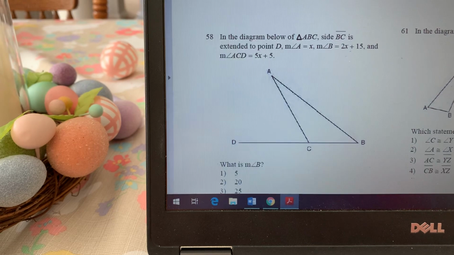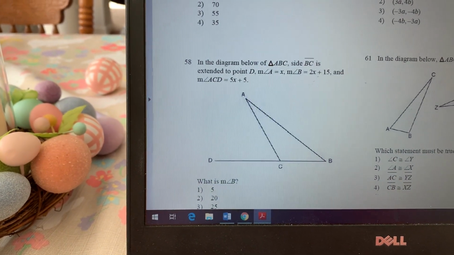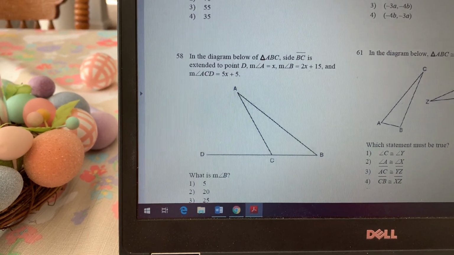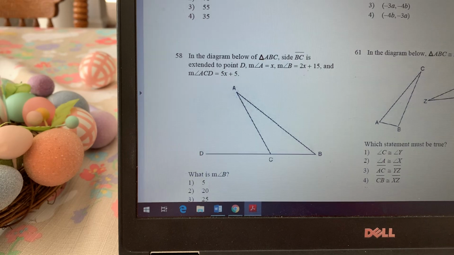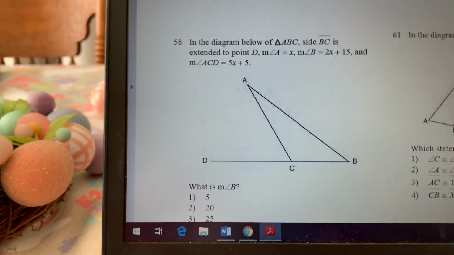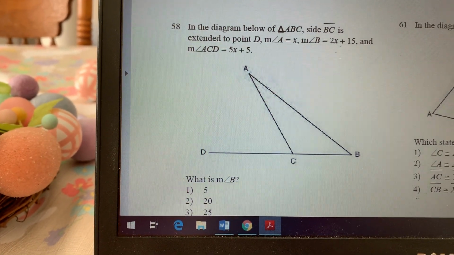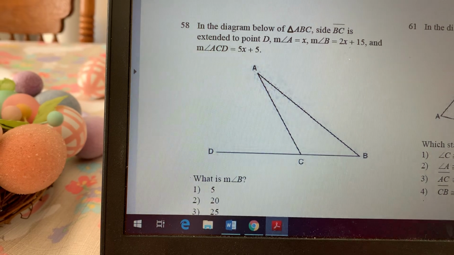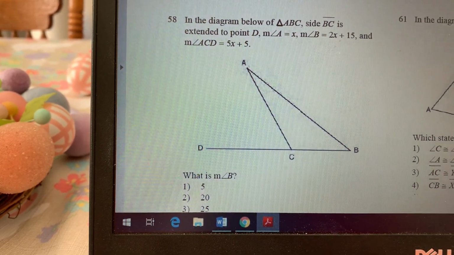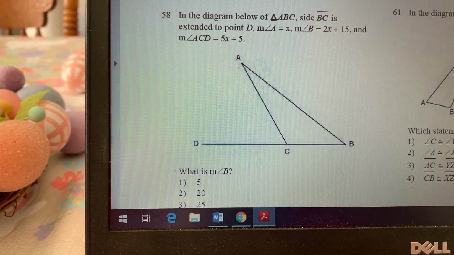All right, in the diagram below of triangle ABC, side BC is extended to point D. The measure of angle A is x. The measure of angle B is 2x plus 15. And the measure of angle ACD is 5x plus 5. What is the measure of angle B? So this is, again, something we kind of skipped over a little bit. We actually should have done it in class. We've seen a few problems like this, though.